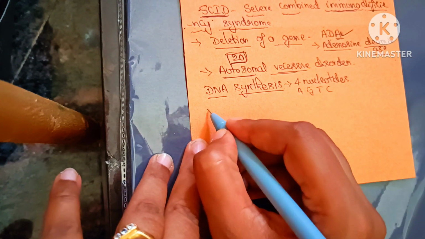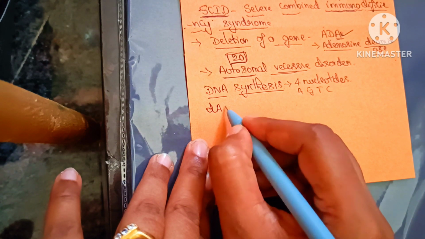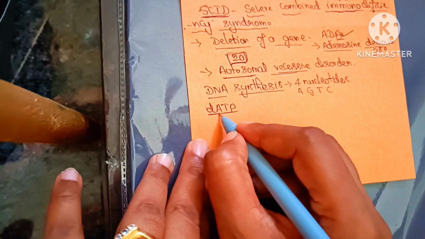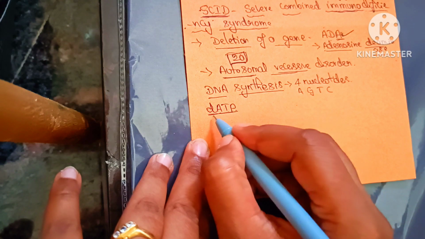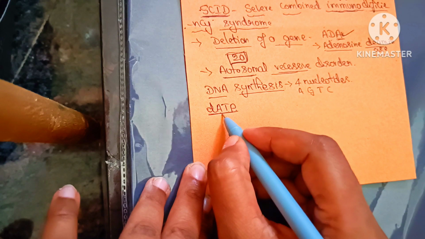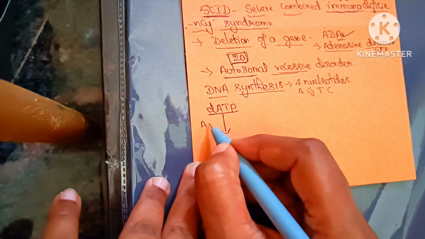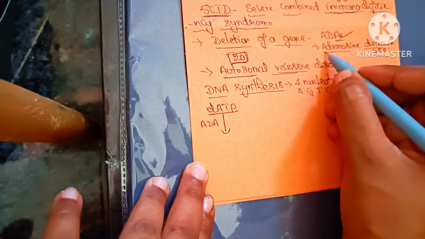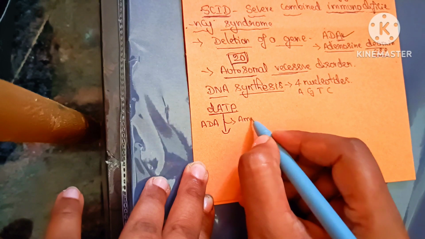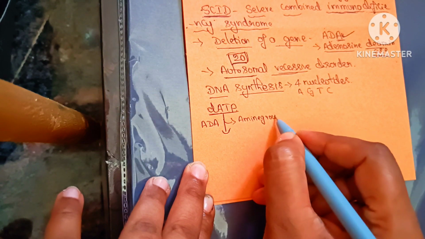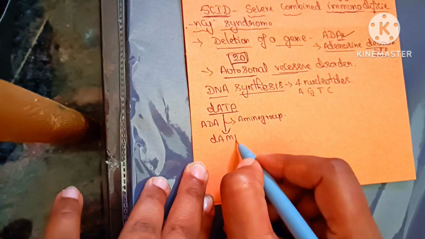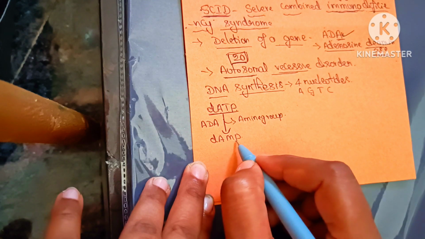Among them, one of them is adenosine in the form of dATP, deoxyadenosine triphosphate. Deoxyadenosine triphosphate in normal individuals, in the presence of the enzyme ADA, which refers to adenosine deaminase, will have its amine group, one amine group, removed and be converted into dAMP, which refers to deoxyadenosine monophosphate.